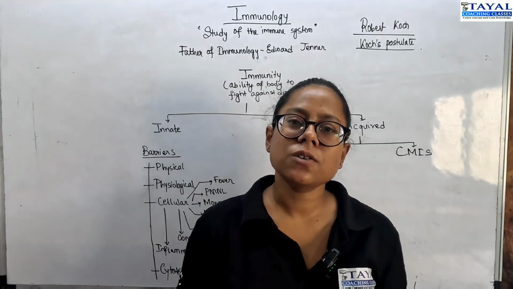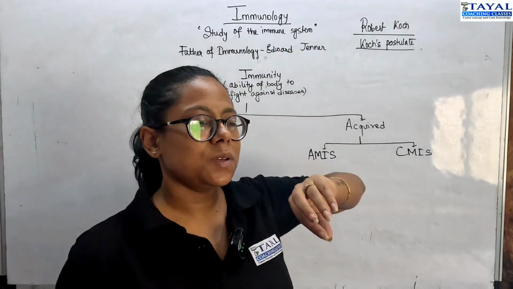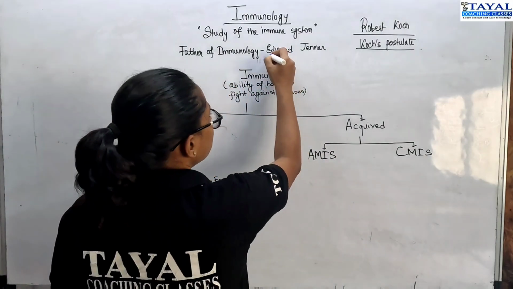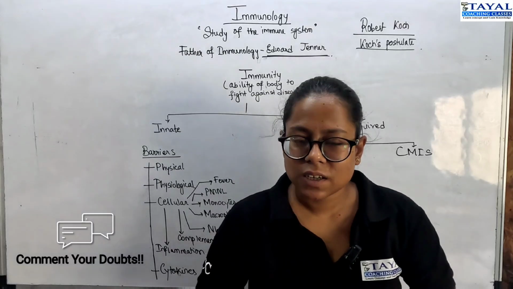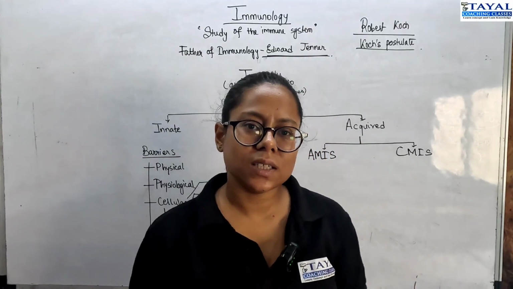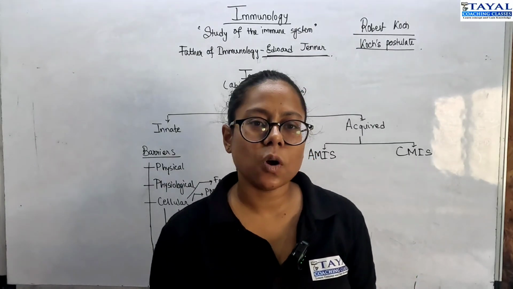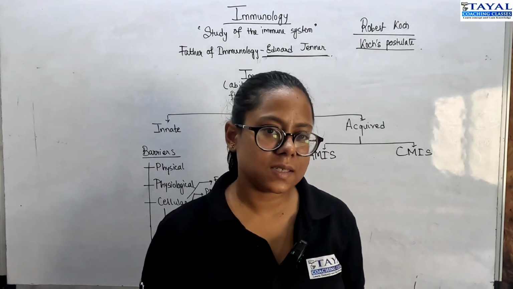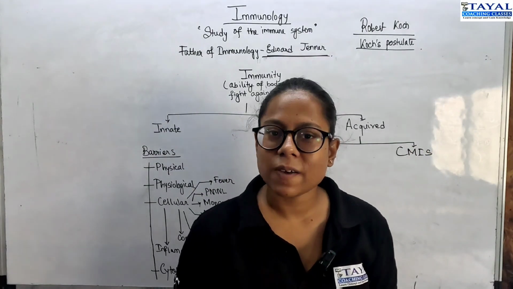Many scientists started working on Koch's postulates, and one of the first people to have a breakthrough was Dr. Edward Jenner. What Dr. Edward Jenner noticed was that milkmaids in his region, so women who used to milk the cows, did not somehow get smallpox. And smallpox was a very virulent and lethal disease at one point in time. Now it is eradicated courtesy Edward Jenner's vaccine.